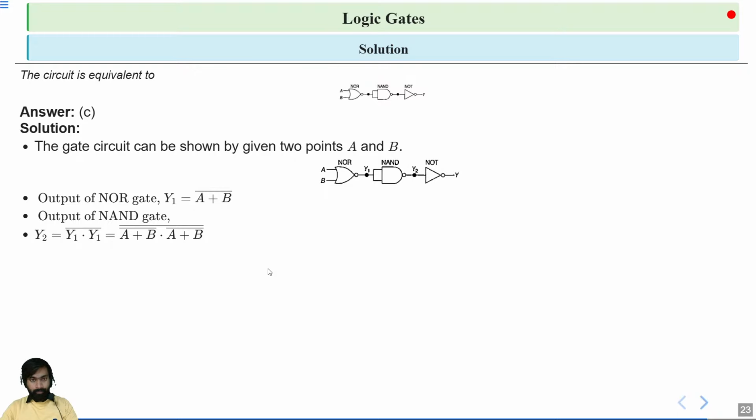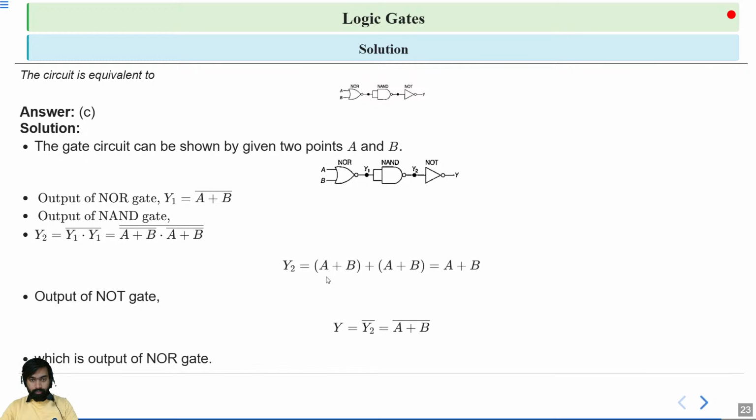All right. So Y2 equals A plus B, which is equal to A plus B. All right. So the output of the NOT gate, Y, equals Y2 complement. So it will be (A plus B) complement, which is the output of the NOT gate. Clear?